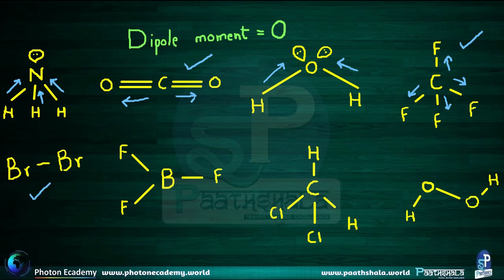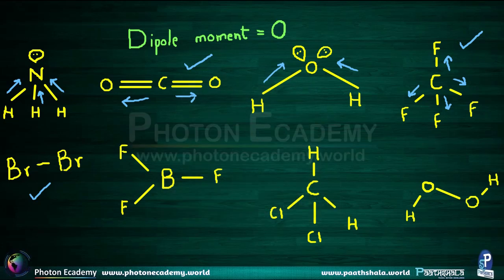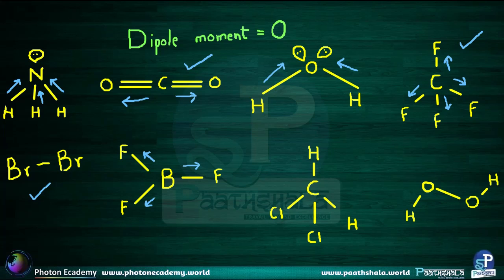BF3 is a planar molecule and the angle between two boron-fluorine bonds is 120 degrees. Here the B-F bond does have a dipole moment which can be represented in this manner, but the vector sum is going to be 0, resulting in a non-polar molecule.